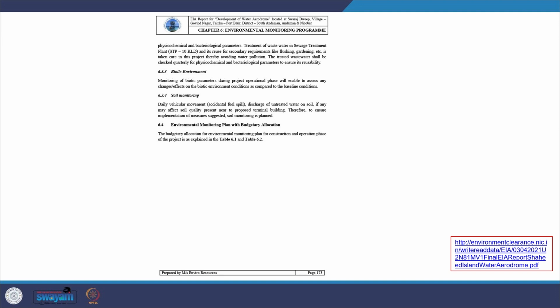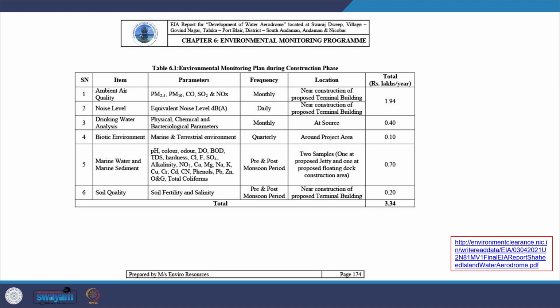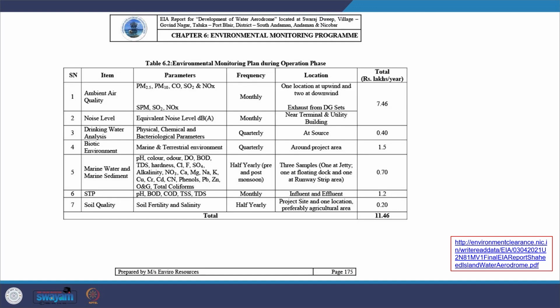So they have allocated funding for that. You can see what range of funding it has. You can see the total funding, 3.34 lakhs per annum. In every year, they would spend somewhere around 3 lakhs every year for all kind of air quality check, noise level check, drinking water, biotic, marine water check during the construction phase. And then likewise they have the monitoring plan for the operation phase, which has like 11 plus lakh for every year they would be spending on monitoring all these environment.